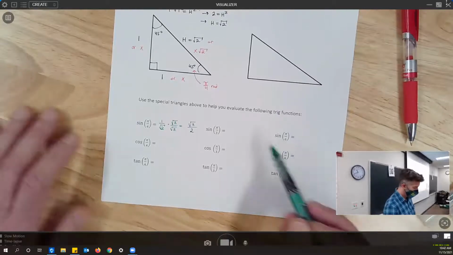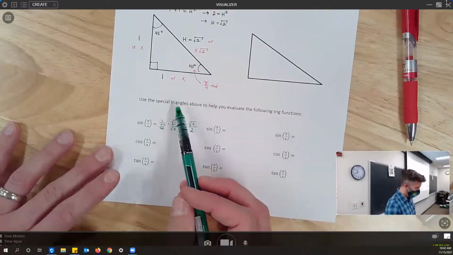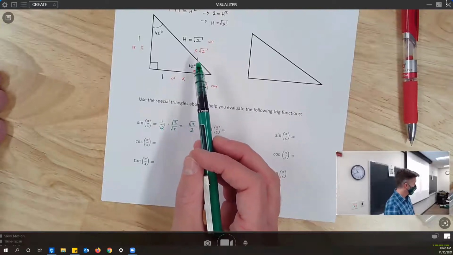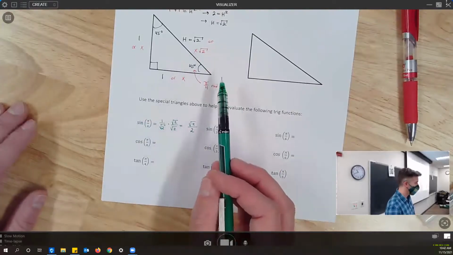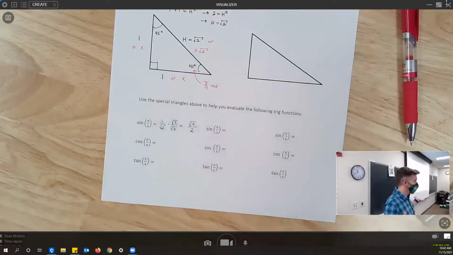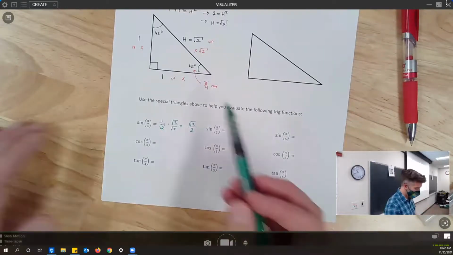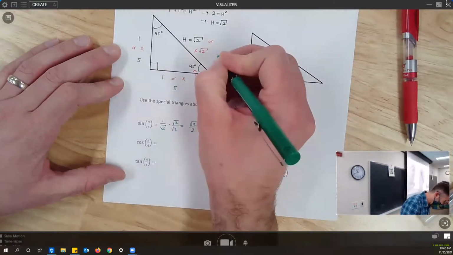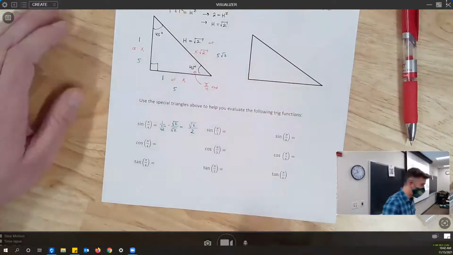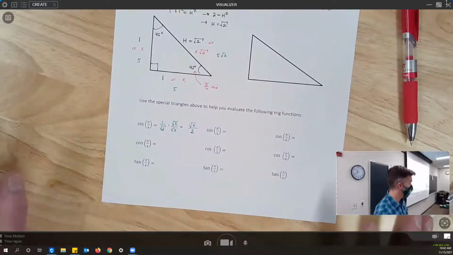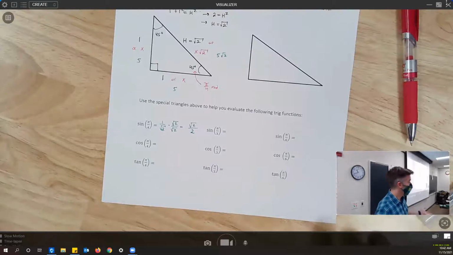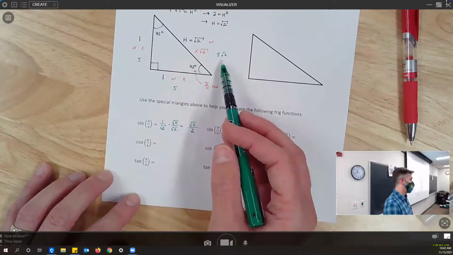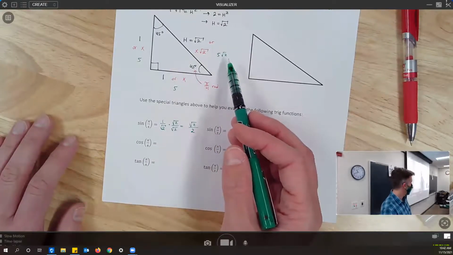Notice that if I use the x lengths instead, I would get x over x root 2, and the x's would cancel, and I would get 1 over root 2. So it doesn't matter how you scaled your triangle. Similar triangles have the same trig values. You can make this a 5, 5, 5 root 2 triangle with the same angles. I just took all the sides and multiplied them by 5, and you'd still get the same trig value. Because sine of 45 degrees would be 5 over 5 root 2, and the 5s would cancel, and you get 1 over root 2, which would be the same.